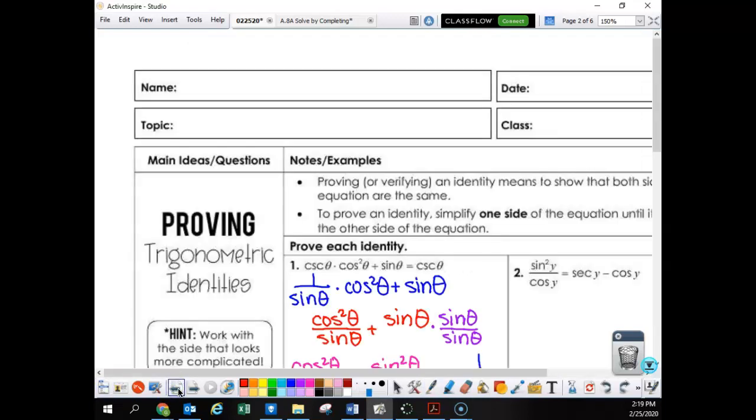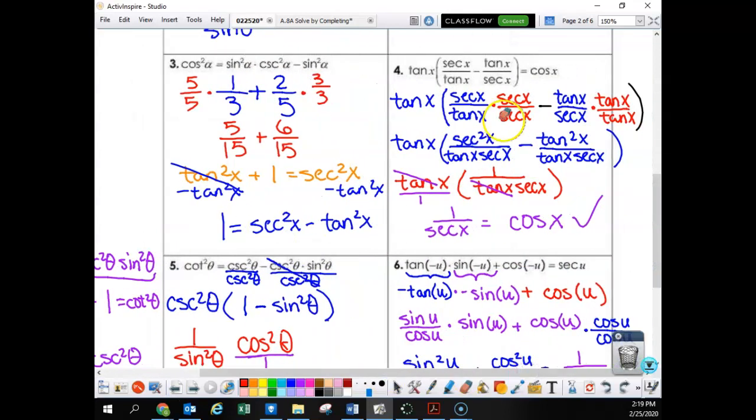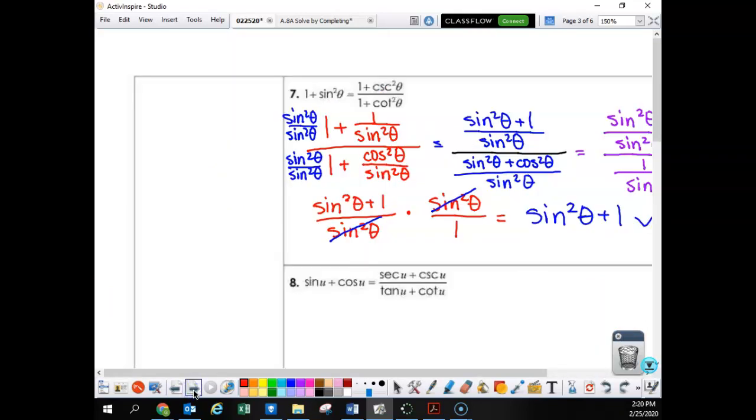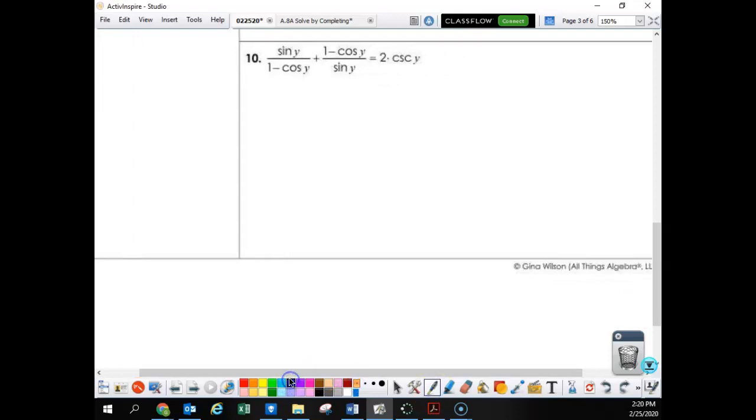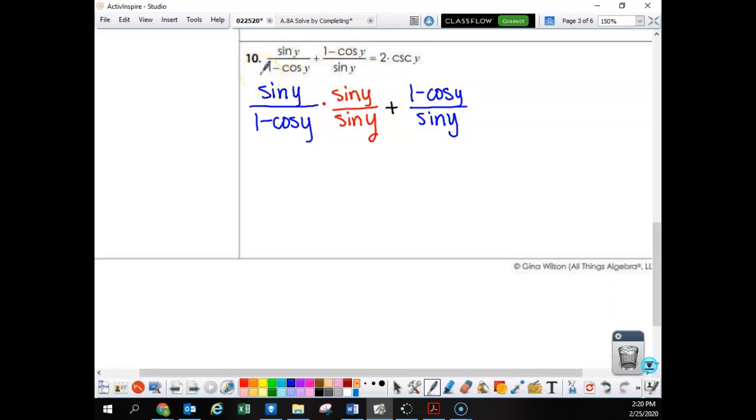It's just like the one on the back where we had to multiply this fraction by the opposite denominator, right? Tangent, the opposite denominator was secant, so it was secant over secant. This one was secant, so we multiplied by tangent over tangent. All right, so here I have sine y over 1 minus cosine y, and I'm going to multiply this by sine y over sine y. Okay, and then we're going to add that other fraction multiplied, so 1 minus cosine y over sine y, multiplied by the opposite denominator over itself. So this one is 1 minus cosine y, so I'm going to multiply this by 1 minus cosine y over 1 minus cosine y.